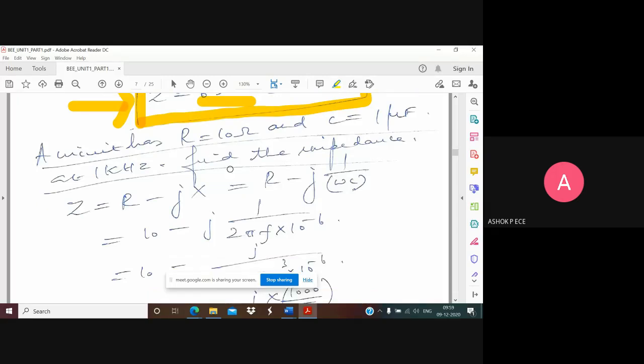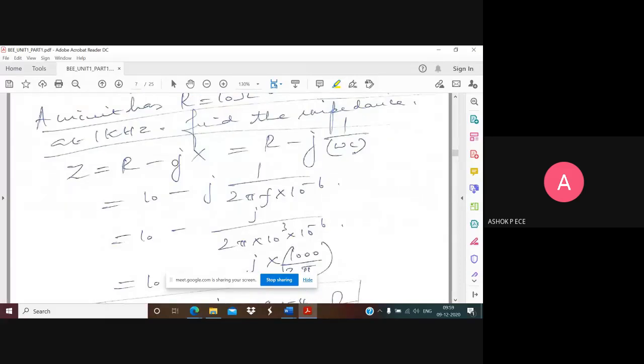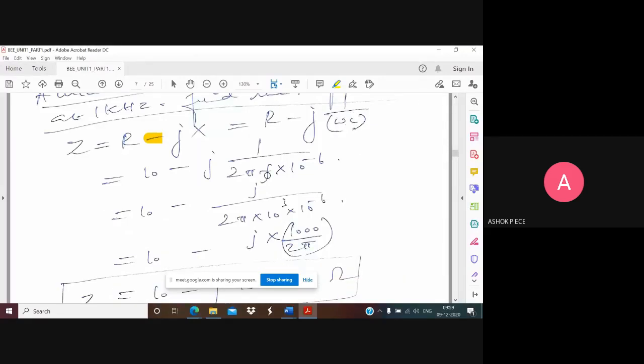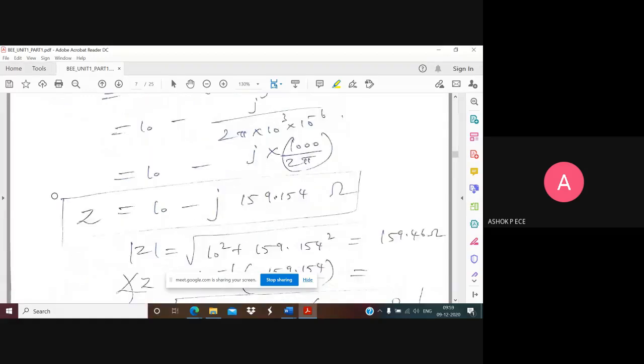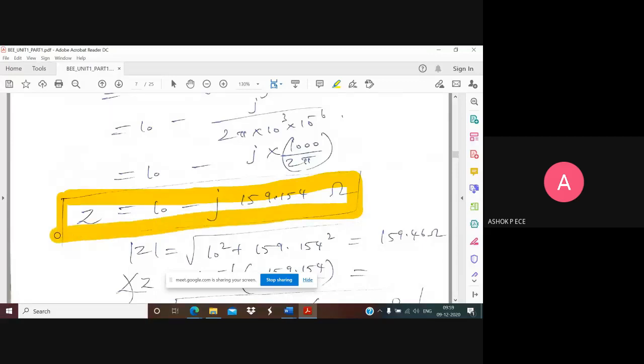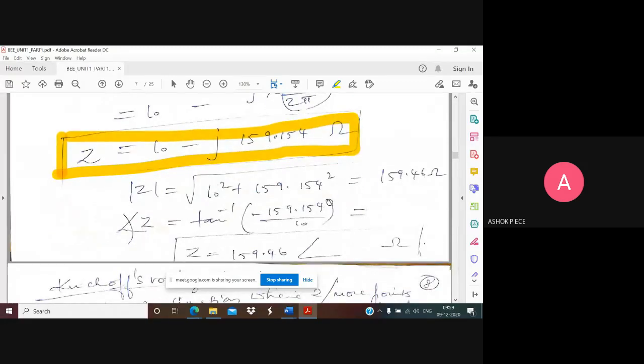Same way, now you see R and C. R is 10 ohm, C is 1 microfarad at 1 kilohertz. Find the impedance. For capacitance, I have to use the minus sign. That is the notation we followed. So R minus JX. What is X for a capacitor? 1 by omega C. Substitute omega as 2 pi F. You get the answer as Z equal to 10 minus J 159.154 ohms. In the same way, find the magnitude and angle. So the magnitude is 159.46. Angle, just a second.